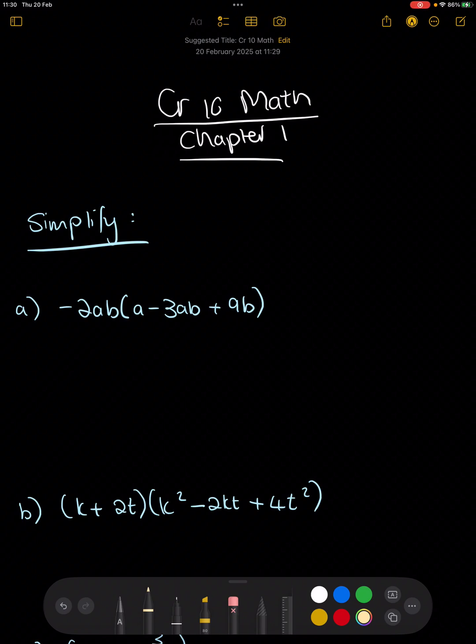In today's session, we're going to be looking over some of the things that we learned in Term 1, specifically relating to simplification and factorization for grade 10 students. So let's have a look at the first one. They're asking us to simplify, and they give us something outside a bracket and then three things inside of the bracket. This means I have to go and distribute this in.